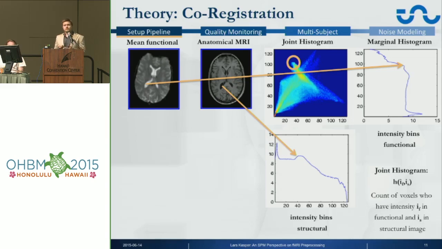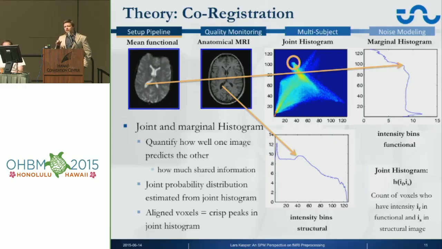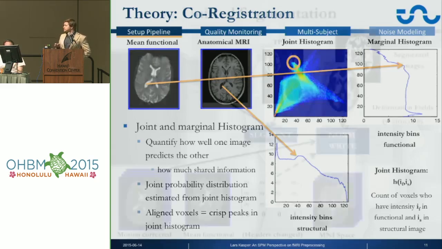Now this is an approximation of the mutual information that one image carries about the other. So even though the contrast is different, every CSF voxel will be bright in the T2 contrast, but it will be dark in the T1 contrast. So this joint histogram tells you something about how well these images are aligned: when the peaks are sharp in this joint histogram, you will put all voxels of the same tissue types in the same bin. So the sharpness in this joint histogram really matters, and that's what you should take from this slide.